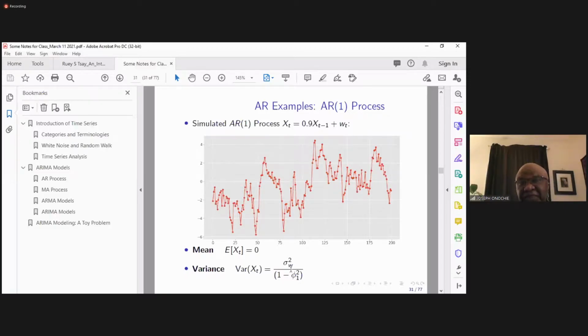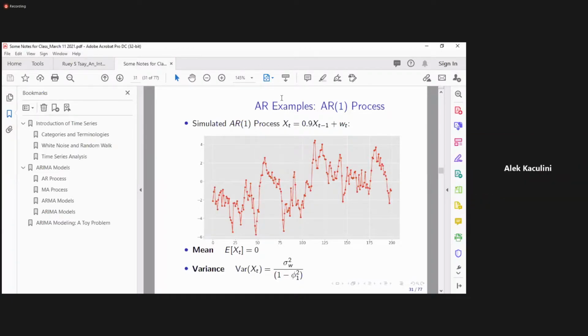And don't forget, the variance is truly the covariance at lag 0. Everybody remembers that, right? So the variance is actually the autocovariance at lag 0. Remember that, because from next week, I'll begin to do the autocovariance and autocorrelation at different lags.